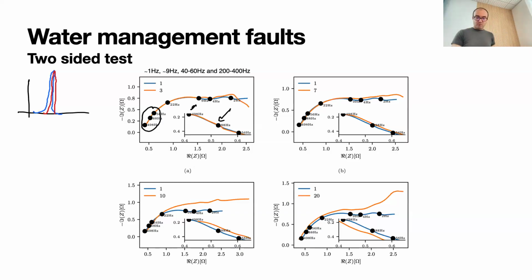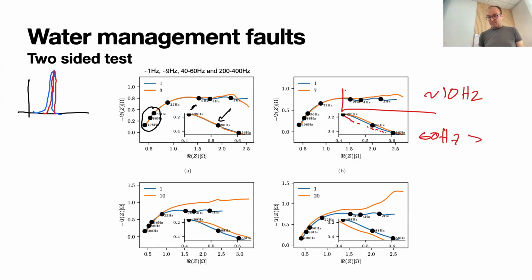So we have 1 and 7. And let's see where we can say that there are changes here. We say, okay, in the low frequency part, somewhere around 10 Hertz and below. And we can see changes here in the high frequency part from 60 Hertz onwards. We can see it visually. Everything else for us visually seems more or less on top of each other.